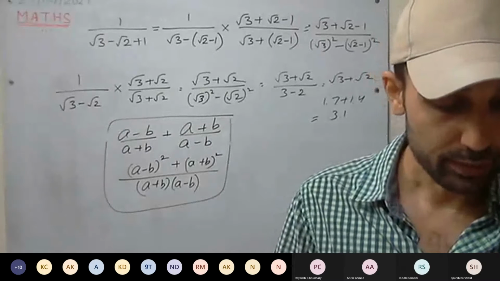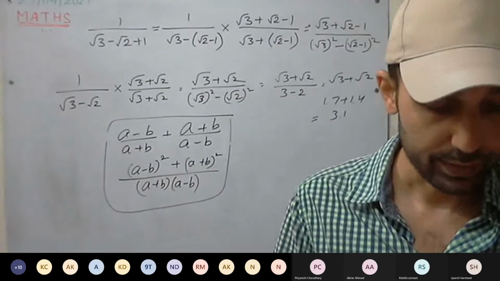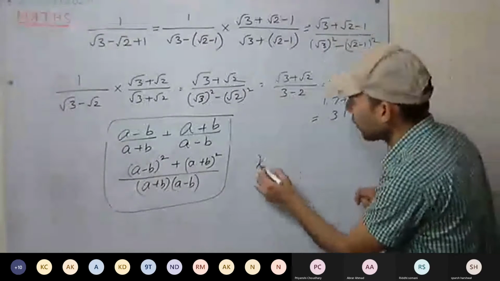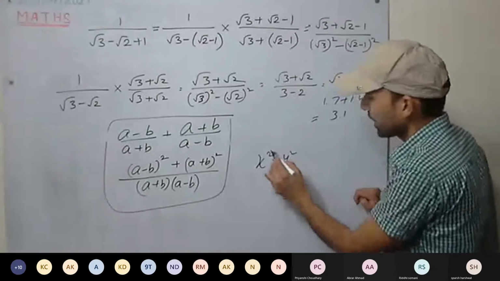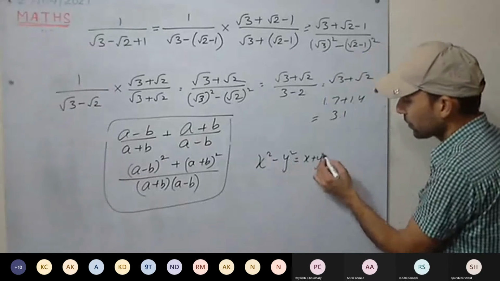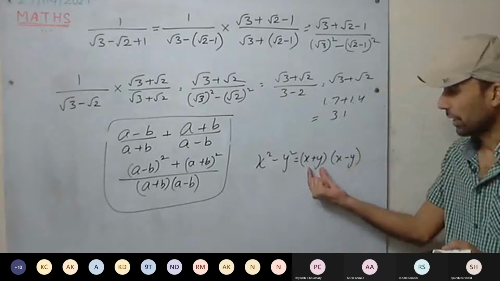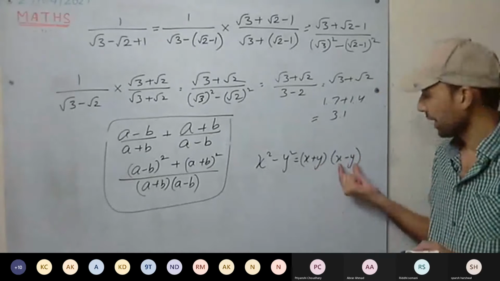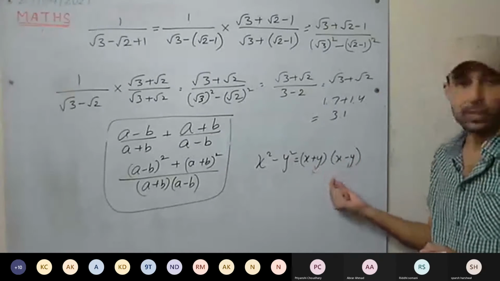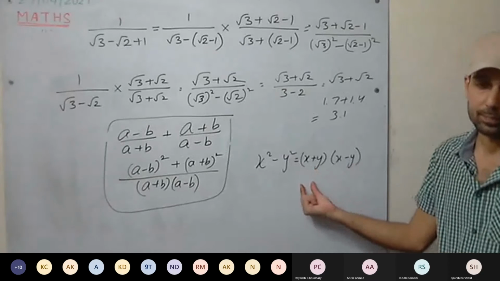Okay, 15th one, x and y are given. We have to calculate the value of x square minus y square. This can be written as x plus y into x minus y. So x plus y you solve, x minus y you solve, then multiply it. x plus y, a very small value will come.